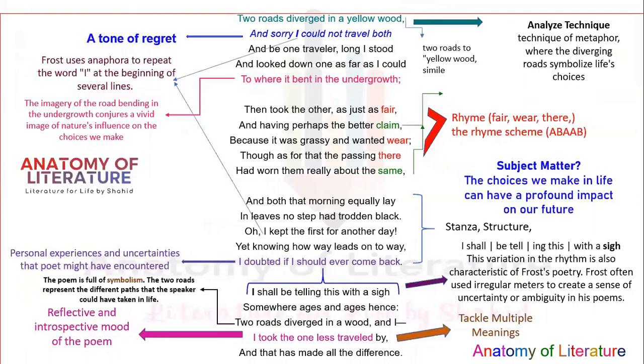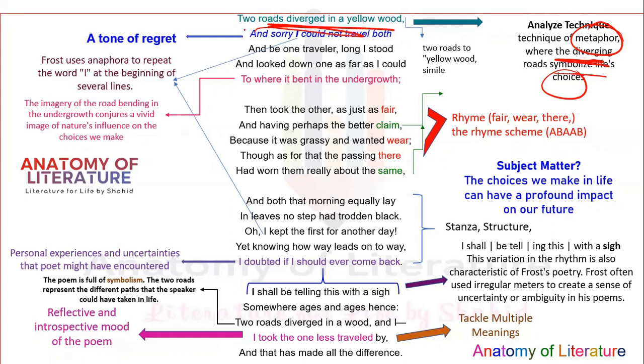Boom. Now we will be looking at various kinds of things we should have in our mind whenever we are going to understand or to dissect a poem. Look at this one. Two roads diverged in a yellow wood. So it involves analyzing the technique of metaphor, whereas the diverging road symbolizes the choices one has to make.